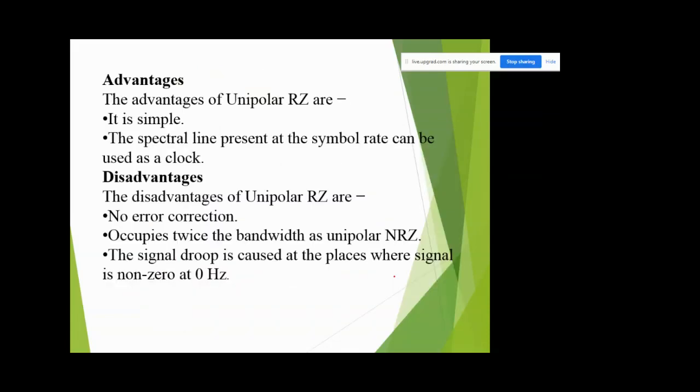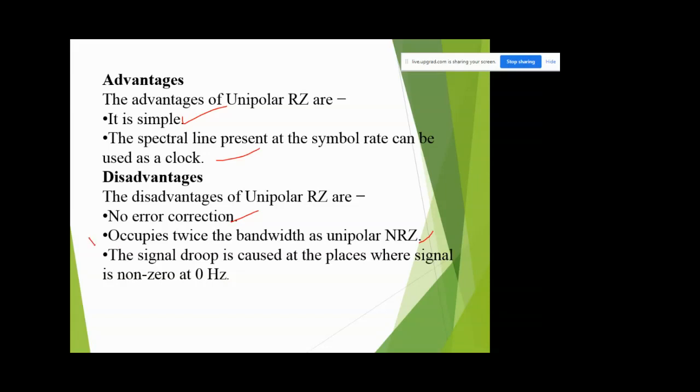Simple. Now let's see some advantages and disadvantages. The advantage is that it is very simple. After that, the spectral line at the symbol rate can be used as a clock. What is the disadvantage here? No error correction is done in unipolar RZ. It occupies twice the bandwidth of unipolar NRZ, so the bandwidth increases compared to the NRZ signal. The signal drop is caused where the signal has non-zero hertz, meaning low frequencies are there and the signal may drop. So these are some disadvantages.